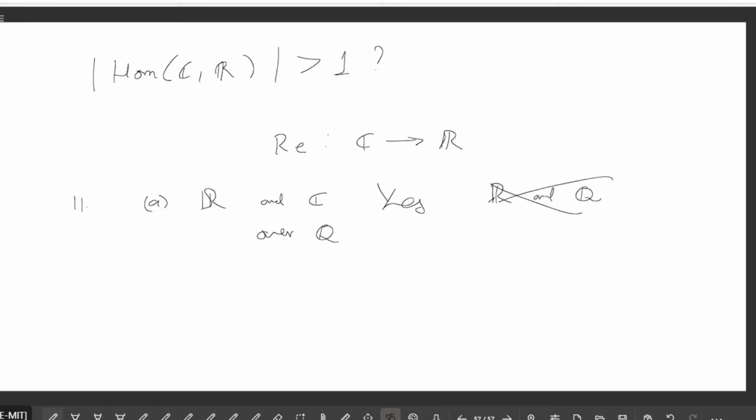What are the dimensions? Both are of uncountably infinite dimension. So by the theorem I mentioned previously, they are isomorphic as vector spaces. Any two vector spaces of the same dimension, whether finite or infinite, over the same field are isomorphic. So they are isomorphic as vector spaces. But for vector space isomorphism, first of all, we need group isomorphism: as additive groups, R plus has to be isomorphic to C plus. Okay, so yes, they are isomorphic.